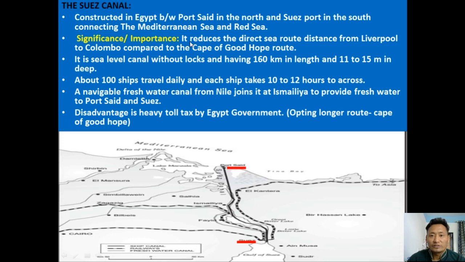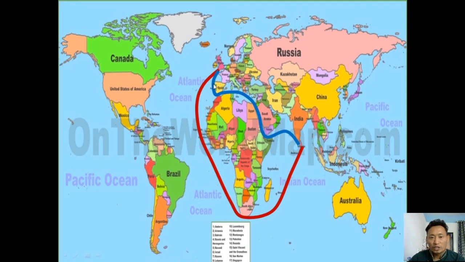The significance is that it reduces the direct sea route from Liverpool to Colombo as compared to the Cape of Good Hope oceanic route. Here I have made two lines. This blue line shows the Suez Canal here, in Egypt, in Africa. Before the construction of this canal, if we wanted to move goods from Liverpool in England to Colombo in Sri Lanka, we had to go through this red line sea route. After the construction of this canal, it has reduced the direct sea route from Liverpool to Colombo as compared to this red line, the Cape of Good Hope sea route.